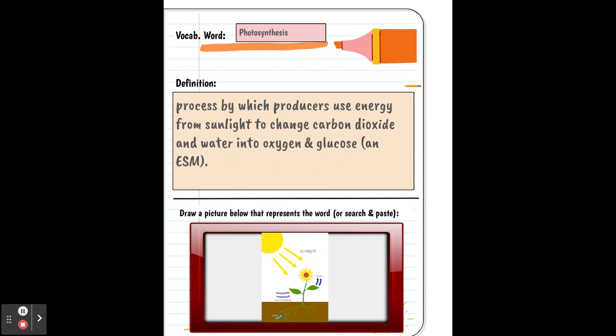Next, photosynthesis is the process by which producers use energy from the sunlight to change carbon dioxide and water into oxygen and glucose, an ESM. Process by which producers use energy from sunlight to change carbon dioxide and water into oxygen and ESMs, glucose.